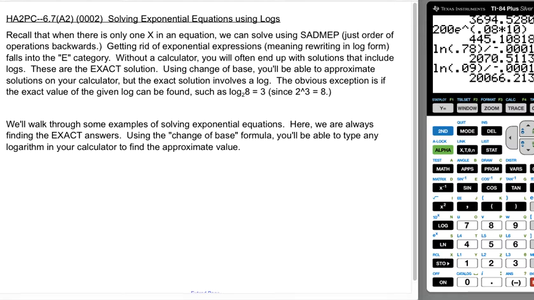All right, this is Honors Algebra 2 Pre-Calculus. We're doing 6.7 in Algebra 2. It's our second video, solving exponential equations using logs. So recall that when you have only one x in an equation, we can solve that equation using SADMEP, which is just order of operations, PEMDAS, backwards.